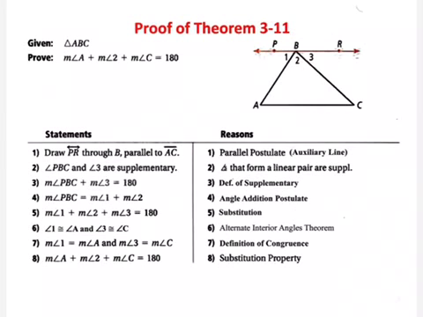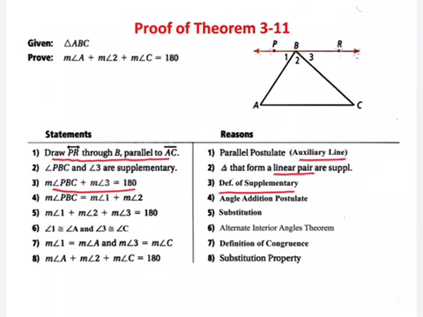Here we have the proof of Theorem 3.11. They've given us that we have triangle ABC, and we've been asked to prove that angle A, angle B, and angle C equal 180. So we're trying to prove that the angles of the triangle add up to be 180. For this proof, they're drawing an auxiliary line to start off with, which is your auxiliary line or parallel postulate. Then they start talking about your supplementary angles because we have a linear pair, so angle PBC and angle 3. Then they know that if they are supplementary or a linear pair, they add up to be 180. That's just the definition of supplementary.